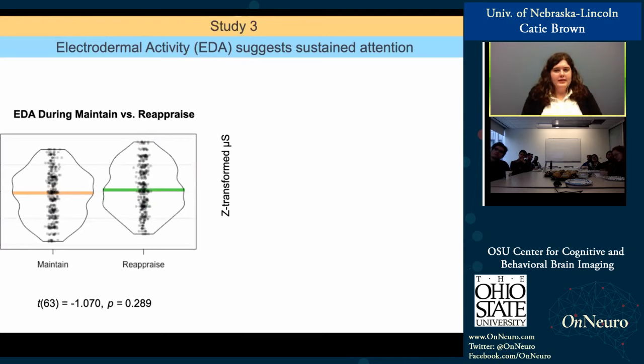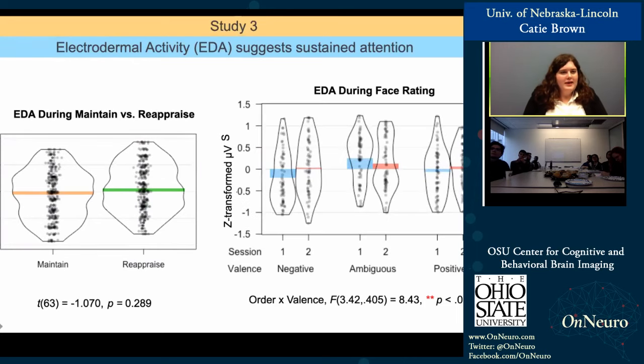With EDA, we didn't see any difference between maintain and reappraise. Yep, nothing there. And we did see an order by valence effect with the EDA during the faces and IAPS rating task. But it's mostly driven by this very odd effect of EDA being decreased for negative stimuli in session 1, which is just really bizarre and possibly something that's happened more by chance.